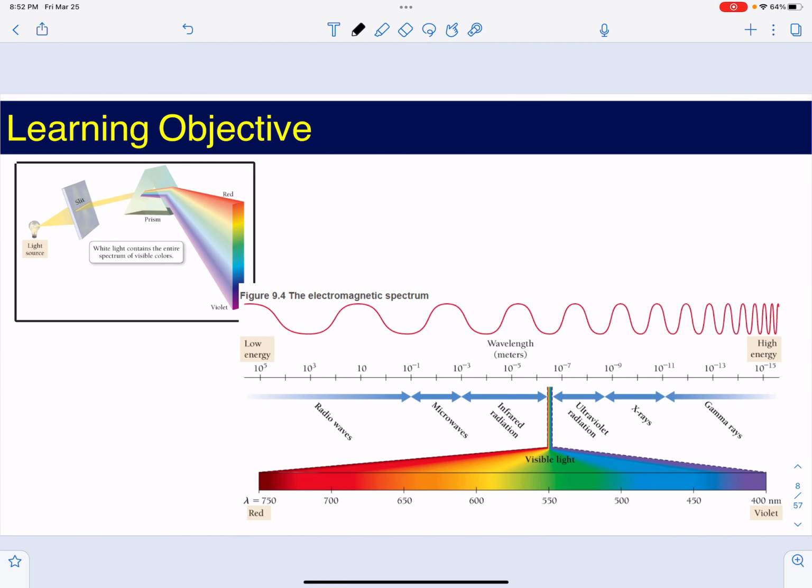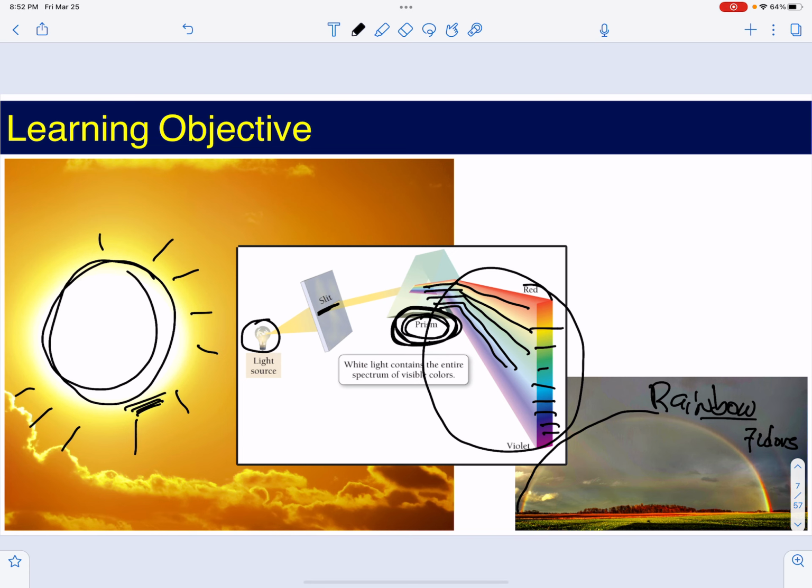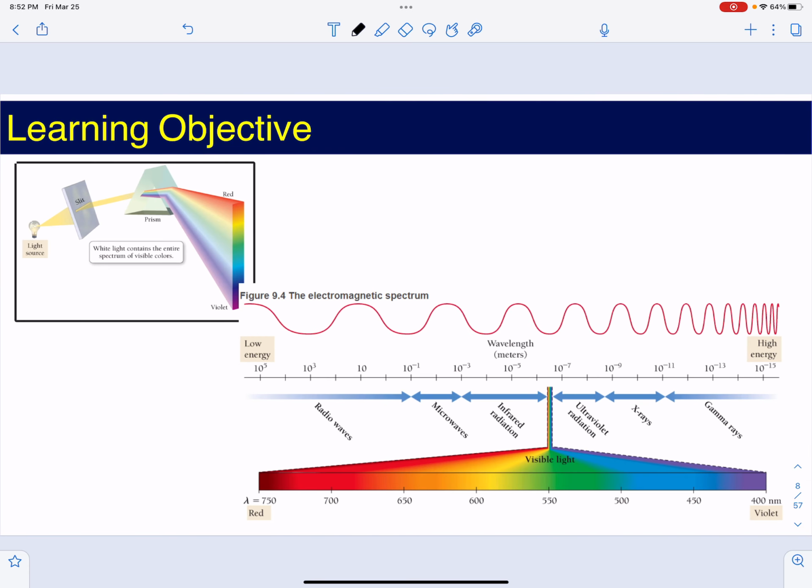So what you're seeing here is just the visible light. So there's a lot of light, or electromagnetic radiation, that we cannot see. We cannot see radio waves. We cannot see microwaves. We cannot see infrared radiation unless it's with a specific instrument. The only thing we see is the visible spectrum, just this small area here. So that always surprised me. That's the only thing we can see.